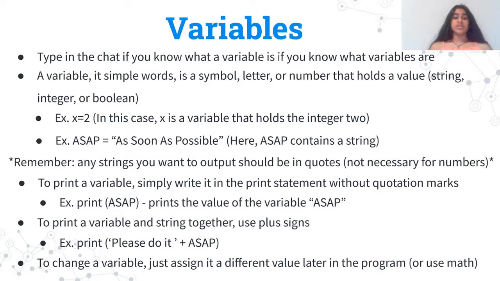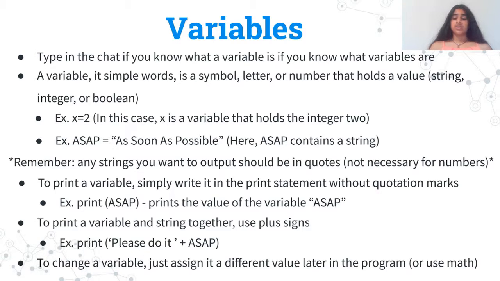Remember that any strings you want to output should be in quotes, but it's not necessary for numbers. To print a variable, you would simply write it in the print statement without quotation marks. So you can see that in the example, it would say print(ASAP). It would print the value of the variable ASAP, so it would print "as soon as possible."